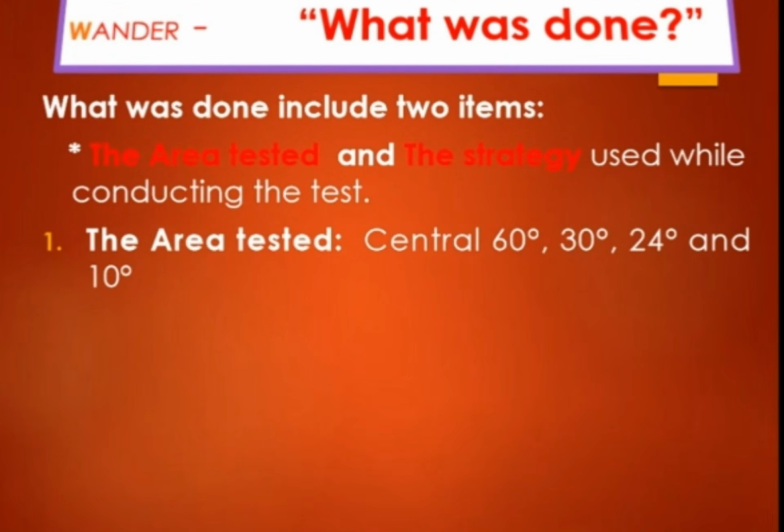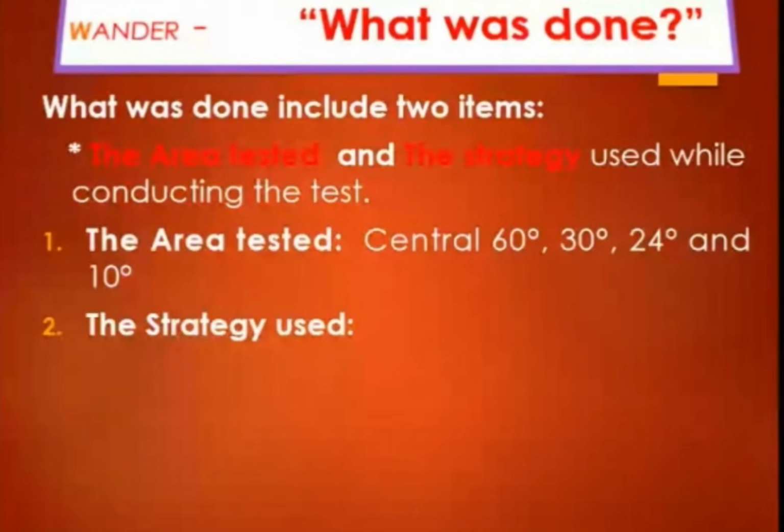And think of the central 24 as not as small as the central 10. Think of the central 30 and 24 as a small circle that is 30 degrees wide, extending about 1 to 2 feet from the center of vision. Then think of the central 60 as a bigger circle extending up to 3 to 4 feet from the central vision. So we've talked about the area tested with the central 30, the central 24, and then the central 10.